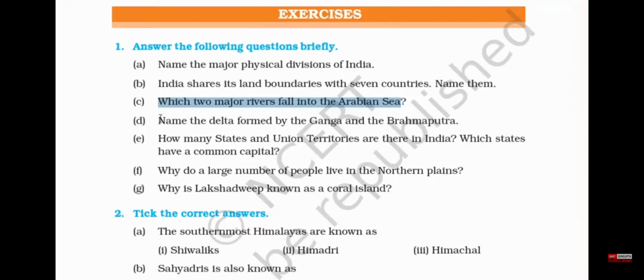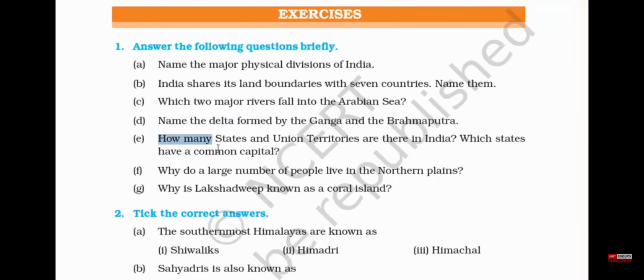Fourth question, name the delta formed by the Ganga and Brahmaputra. Let's recall, what is a delta? A delta is a small landform which is made at the mouth of the river where it meets the ocean. So the famous delta which is formed by Ganga and Brahmaputra is the Sundarban Delta, which is in West Bengal.